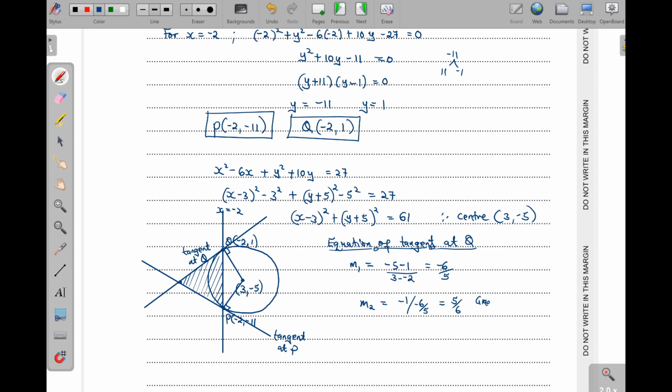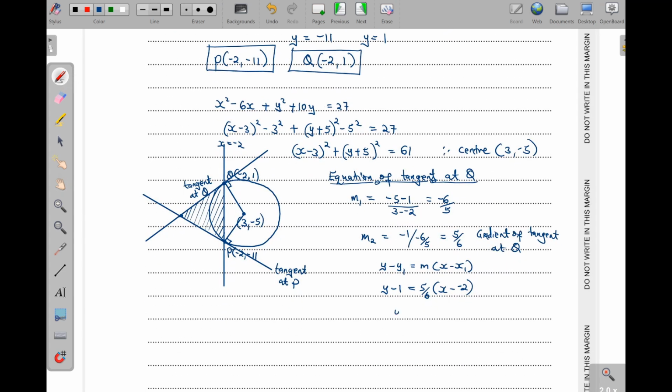This is the gradient of the tangent at Q. Okay, remember M1 times M2 is equal to -1 for perpendicular lines. Now we have y minus y1, which is equal to m into x minus x1. So y minus our y1 is this. We are using a point through which the line passes. So this is 5/6, and then this is x minus -2.